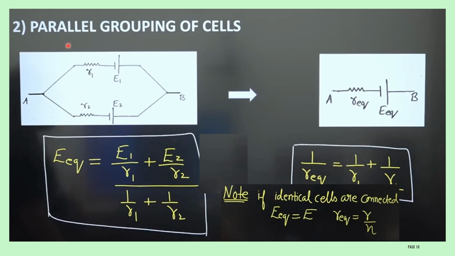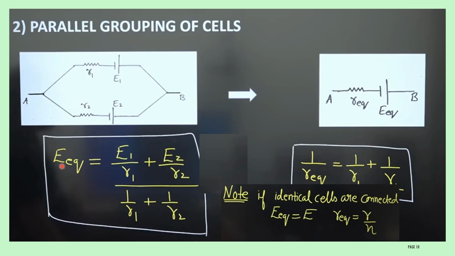Next, parallel grouping of cells. Here each cell is connected one below the other, and they are connected by two terminals, terminal A and terminal B. Then this will give the equivalent internal resistance and equivalent EMF.